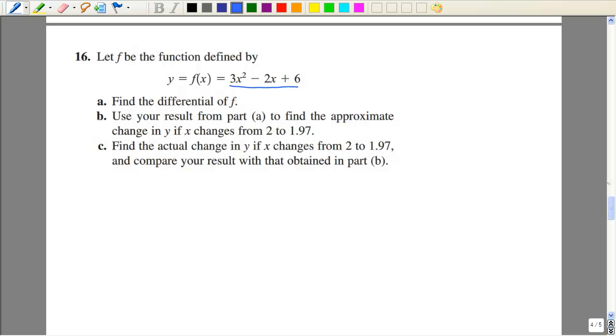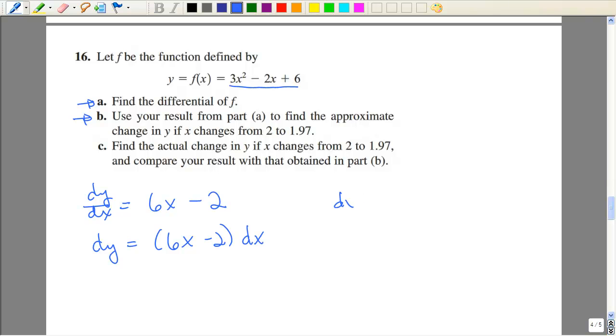We're going to have this function, and you should know it's a parabola because of that 3x squared. And the first thing we're going to be asked to do is find the differential. So we're going to take the derivative. All right. Now I'm going to approximate the change in y if x changes from 2 to 1.97. So I need to know what dx is. It changes from 2 to 1.97. So I'm going to subtract and get negative 0.03. That would make sense that it's negative since it's decreased.